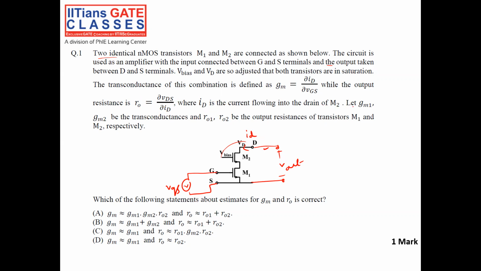Let GM1 and GM2 be the transconductance of M1 and M2, and RO1 and RO2 the output resistance of M1 and M2. With this information, the question asks us to estimate the transconductance and output resistance of this combination. So we have to find the overall transconductance and overall output resistance. Let us go one by one.